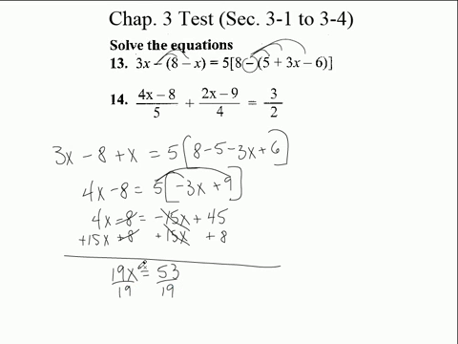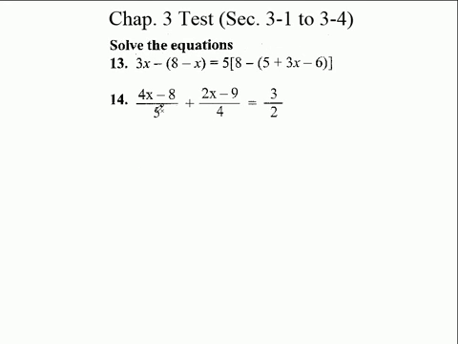Divide that by 19. That doesn't go even, so we're not going to write it as a decimal. We're just going to keep it 53 over 19. There's no reason to write it as a decimal, no reason to write it as a mixed number. Just keep it improper, and as long as it's simplified, it's good to go. Let's go on to the next one.